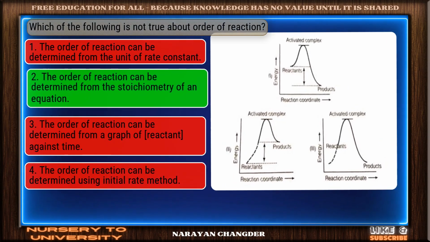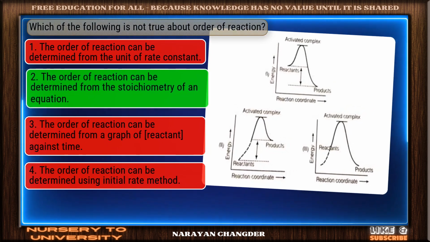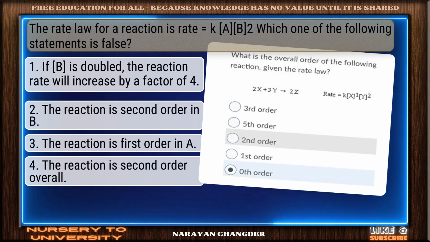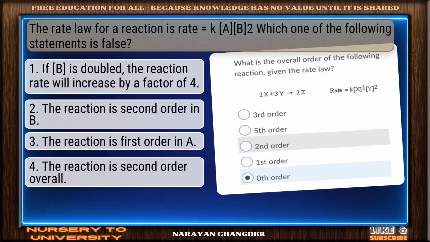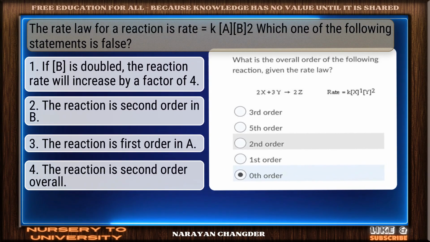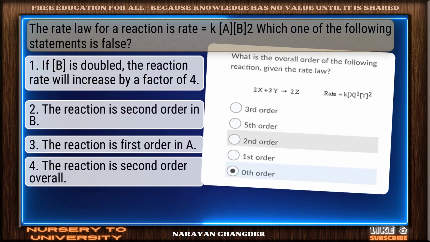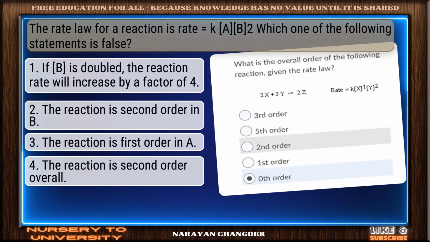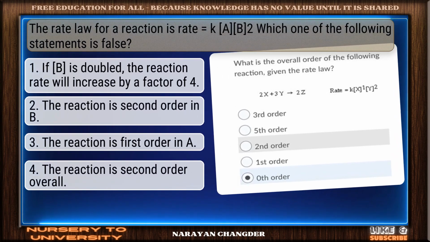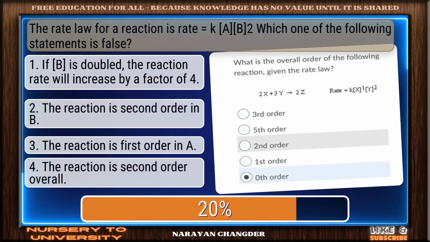Perfect choice. The order of reaction can be determined from the stoichiometry of an equation. The rate law for a reaction is rate equals k[A][B]^2. Which one of the following statements is false? Option 1, if [B] is doubled, the reaction rate will increase by a factor of 4. Option 2, the reaction is second order in B. Option 3, the reaction is first order in A. Option 4, the reaction is second order overall.